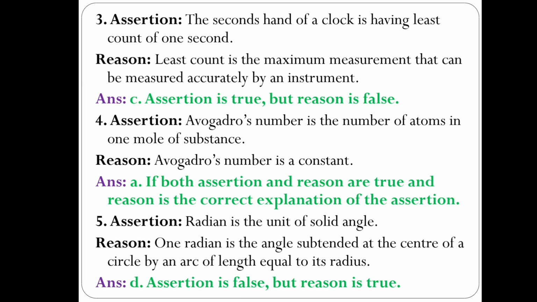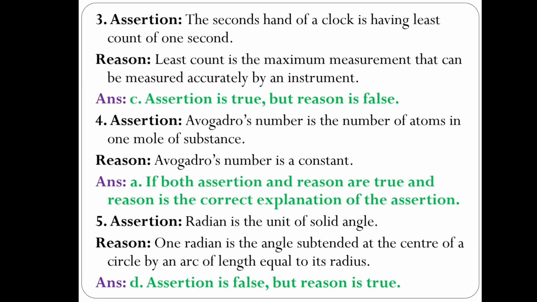Fifth one, assertion. Radian is the unit of solid angle. So when we read the statement itself, we find a mistake there. Radian is the unit of plane angle. What is the unit of solid angle? Do you remember that? Yes, it is steradian. So the assertion is false.